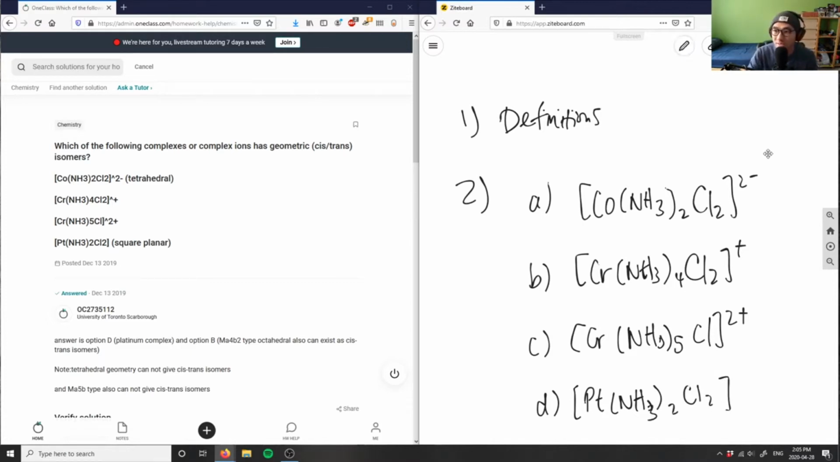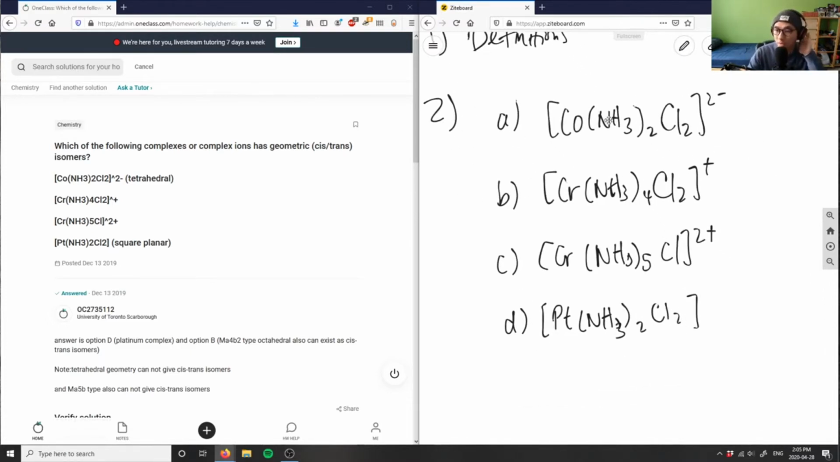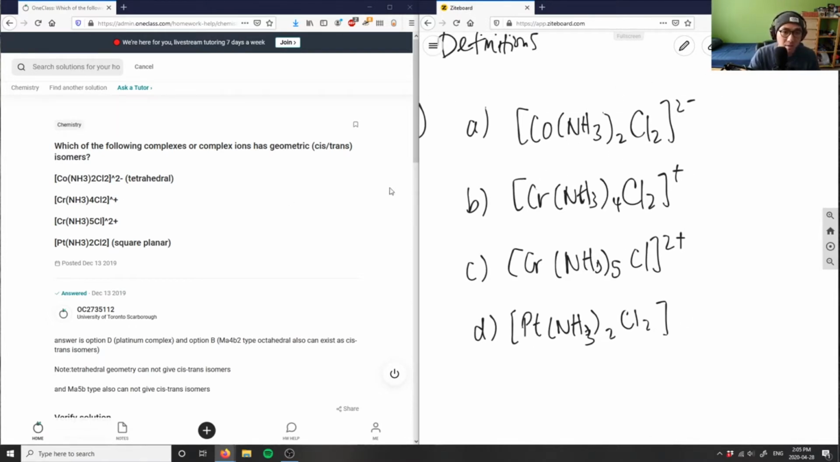So the first one here is a tetrahedral one. Again, if you have cobalt, it's bonded to 2 ammonium ions and 2 chlorines with a charge of 2 minus. It says that here it's tetrahedral. So this one would not have an isomer here. This is a tetrahedral one, so it will not have one.